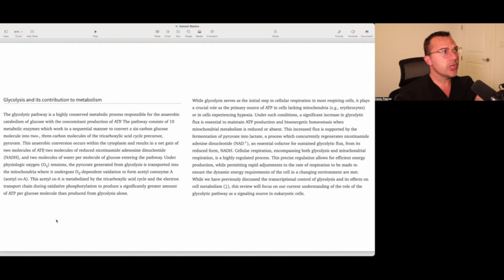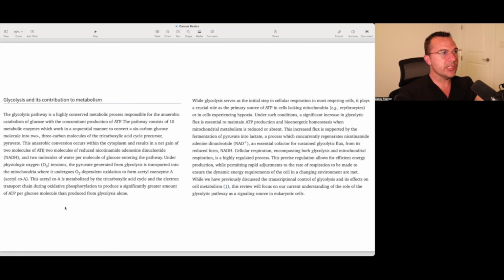So it says here, the glycolytic pathway is a highly conserved metabolic process responsible for the anaerobic catabolism of glucose with the concomitant production of ATP. The pathway consists of 10 metabolic enzymes, which work in a sequential manner to convert a 6-carbon glucose molecule into 2 3-carbon molecules of the tricarboxylic acid (TCA) precursor pyruvate. The anaerobic conversion occurs within the cytoplasm and results in a net gain of 2 molecules of ATP, 2 molecules of reduced nicotinamide adenine dinucleotide, NADH, and 2 molecules of water per molecule of glucose entering the pathway.